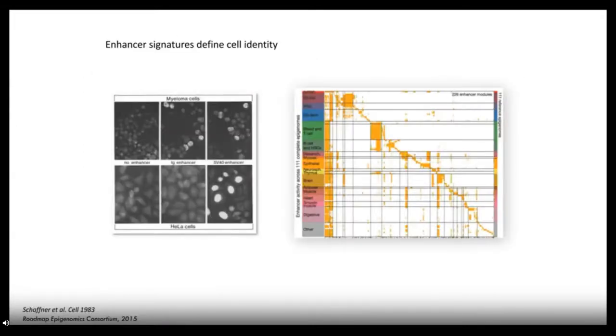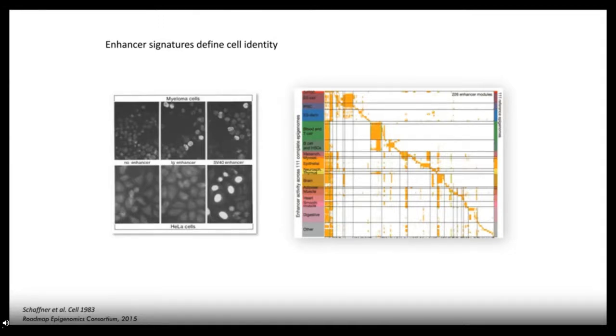The first descriptions of enhancer activity by Walter Schaffner and his group way back in the early 80s revealed two distinct classes of enhancers. Enhancers like the viral SV40 enhancer that seem to be ubiquitous and active across many different cell types. And then enhancers like the immunoglobulin enhancer, which had very specific restricted cell type activity, here specifically lighting up a reporter gene specifically in myeloma cells and not in HeLa cells.